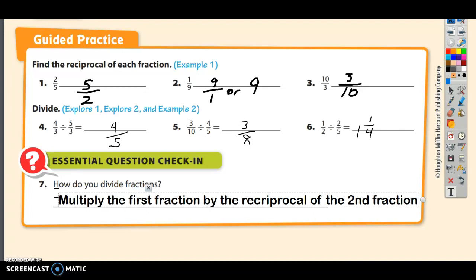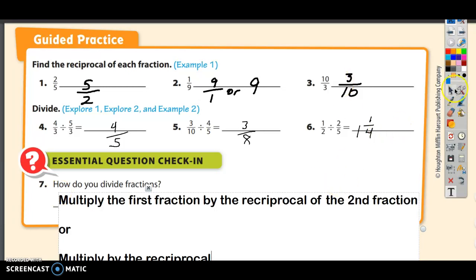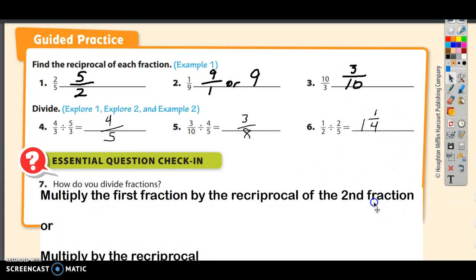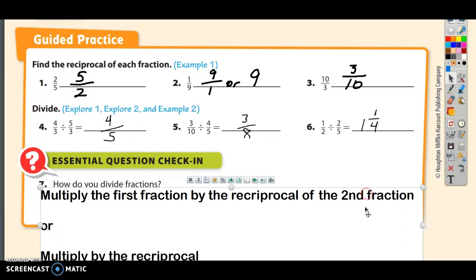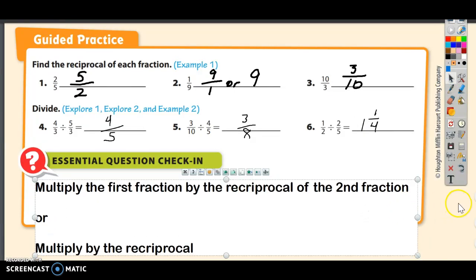If you wanted to even be simpler, multiply by the reciprocal. We're saying the same thing there, but one is just saying it in fewer words. Do you see that? Okay, great job. You are done with page 88.